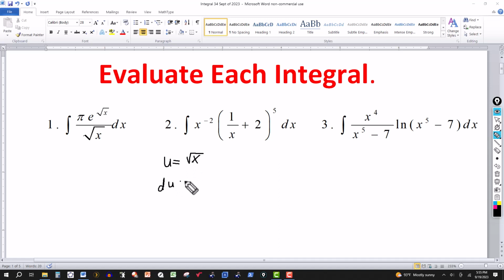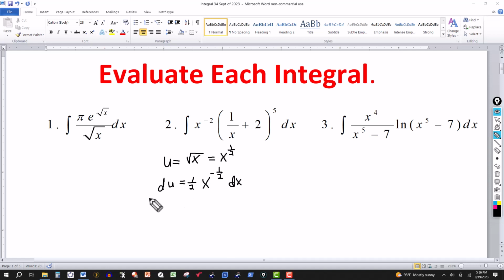Then du will equal the derivative of this. Look at this as x to the 1/2, since the square root of x is the same thing as x to the 1/2. So for the derivative, we take the 1/2, multiply by the coefficient, it gives me 1/2 here. And then we subtract 1 from the exponent 1/2, that gives me negative 1/2. And then this will be dx.